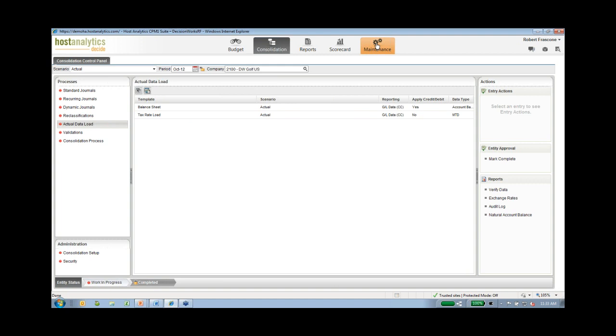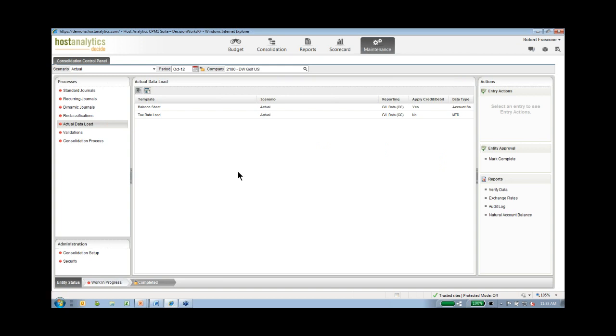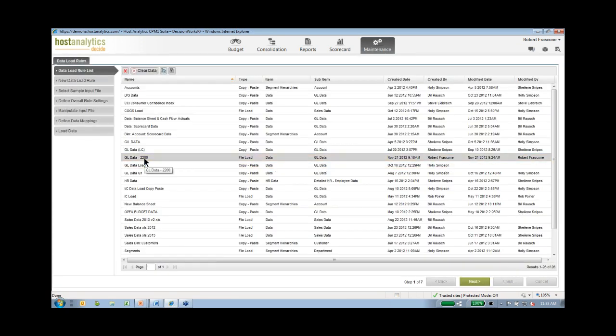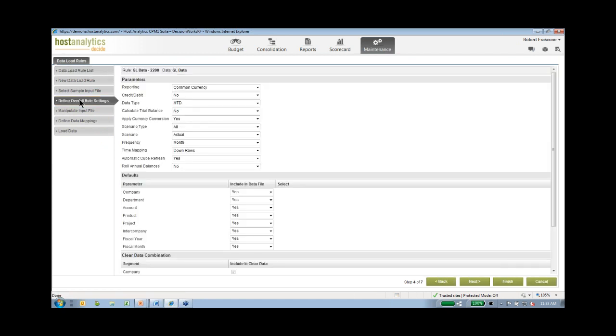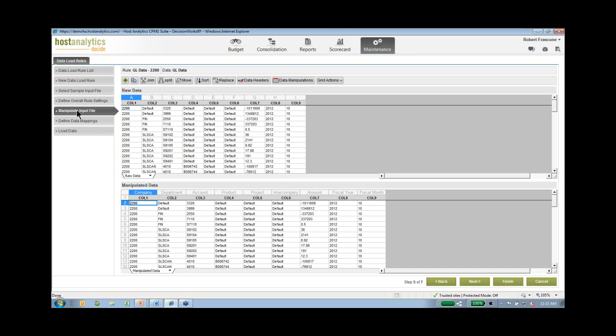The second thing, and I'm going to go into our maintenance screen to show this, is through a data load rule. I'm going to select our data load rule for GL data for company 2200 and give you a brief overview. We don't have enough time to actually run this. But what we're doing here with the data load rule is setting up a repeatable process. We're defining some basic settings for that particular rule. We're able to manipulate the input file, and you could do copy and paste here. You could do a file load from any kind of flat file, text file, CSV, Excel, whatever you want it to be.